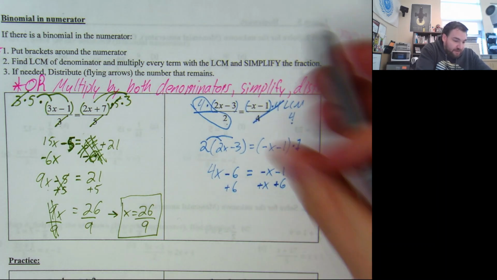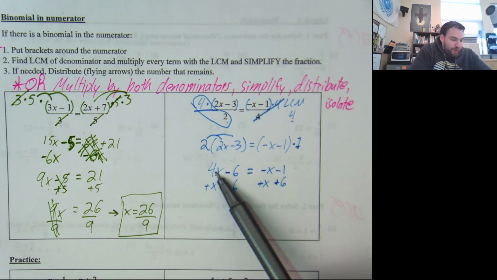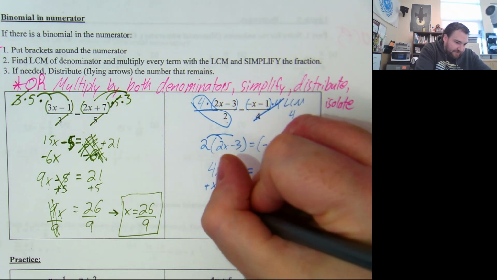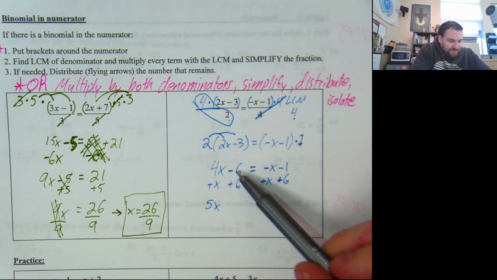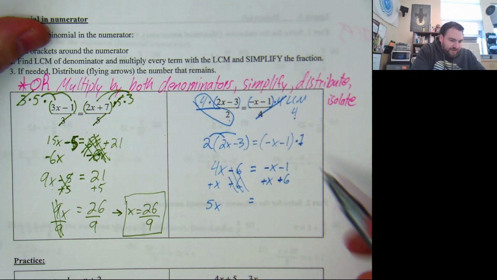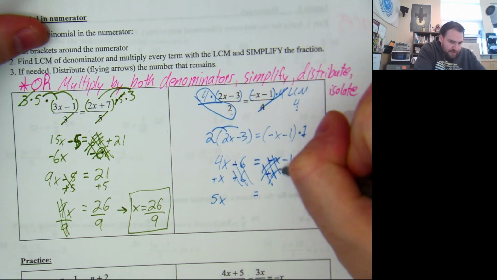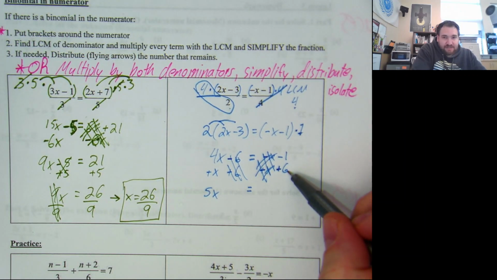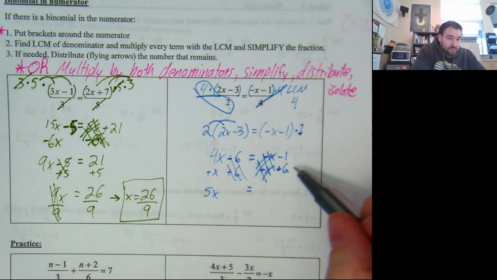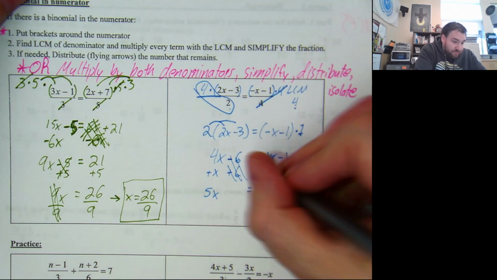On the left, we need to make sure we also add x. And then let's look at what happens here. 4x plus x is 5x. Negative 6 plus 6 is gone. This is going to equal negative x plus x is gone. And negative 1 plus 6 is 5.